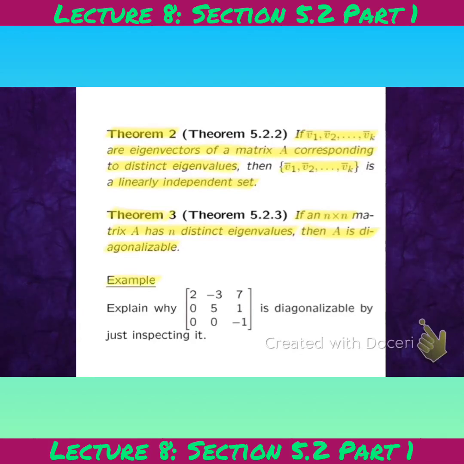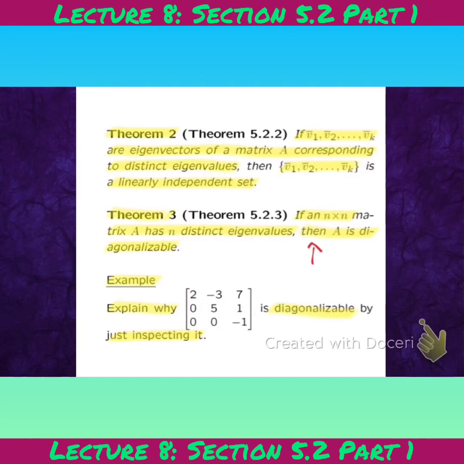Right, so in this example, they ask us to explain why this matrix is definitely going to be diagonalizable by just inspecting it. Okay, first of all, this is an upper triangular matrix. We know that the eigenvalues of an upper triangular matrix are basically the entries on the diagonal. So these are going to be the eigenvalues, 2, 5, and minus 1. Now 2, 5, and minus 1 are distinct. There are 3 different eigenvalues. And by this theorem here, because it has 3 distinct eigenvalues, it will definitely be diagonalizable.